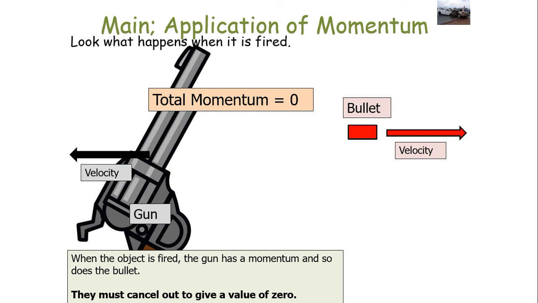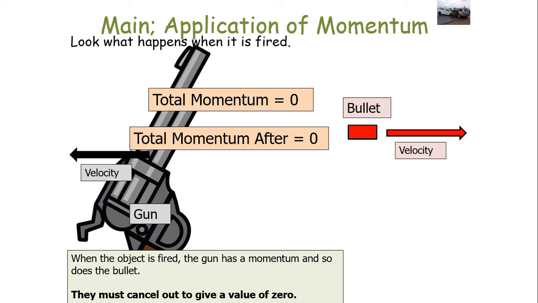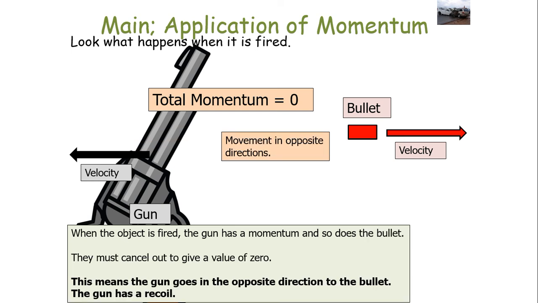So after the gun has been fired, the bullet moves off and has a momentum, and so does the gun. The gun moves in the opposite direction because they'll both have their individual momentums which will cancel through to give us a total momentum afterwards of 0. So the movements are in opposite directions. The gun recoils in the opposite direction to the bullet, so the gun will have a momentum and the bullet will have a momentum. Each momentum is in the opposite direction. One is a plus, one is a minus, so they'll cancel through to give a total momentum of 0.